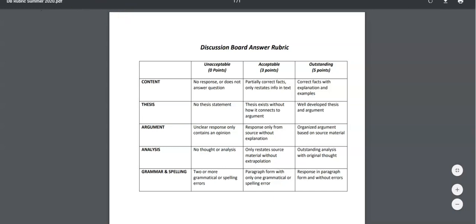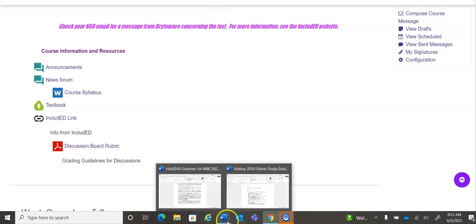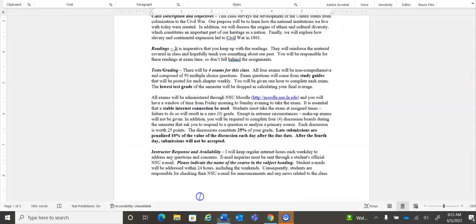What else? Let's see. So we're going to go backwards here and hopefully. Okay, so having figured that out, going backwards, there we go. So let's look at the syllabus. A couple of basic requirements for the discussions.